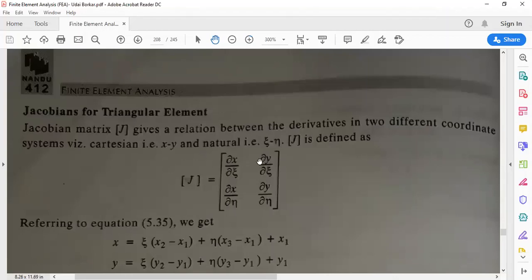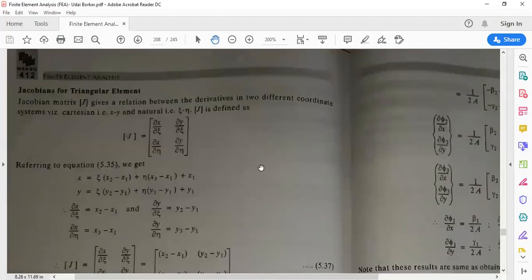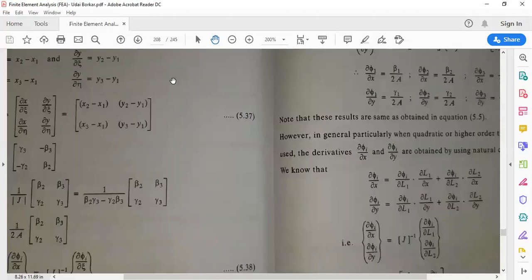Just remember this formula and this definition, because in the examination they will ask what the Jacobian matrix is. Write down the matrix for the Jacobian matrix. At that time you have to write that the Jacobian matrix gives the relationship between the derivatives in two different coordinate systems, that is Cartesian and natural coordinates, and then write this formula: J equals del x upon del zeta, del y upon del zeta, del x upon del eta, del y upon del eta. In the numerical, we will see how to calculate Jacobian matrix values. One important numerical is here.